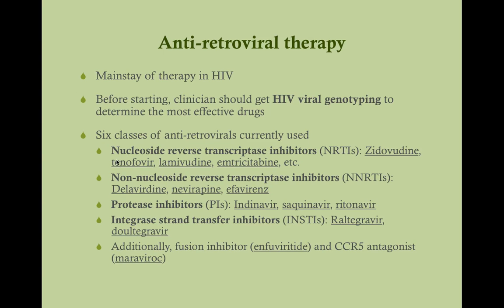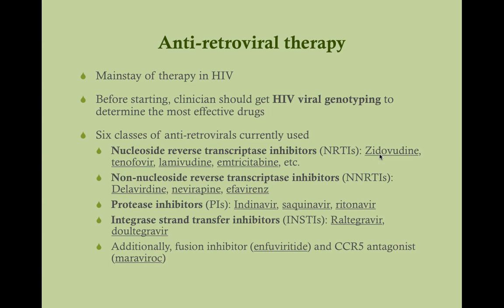So the first 2 are both reverse transcriptase inhibitors. Remember, that converts viral RNA to DNA. And these are the NRTIs and the NNRTIs. You want to pay particular attention here to the NRTIs because with all of your regimens for HIV, you are always going to have 2 NRTIs as part of your regimen, 2 of them.